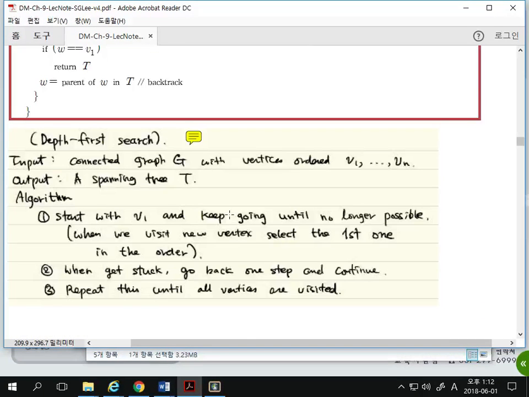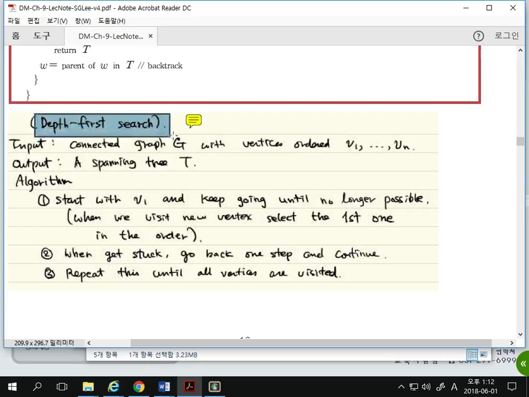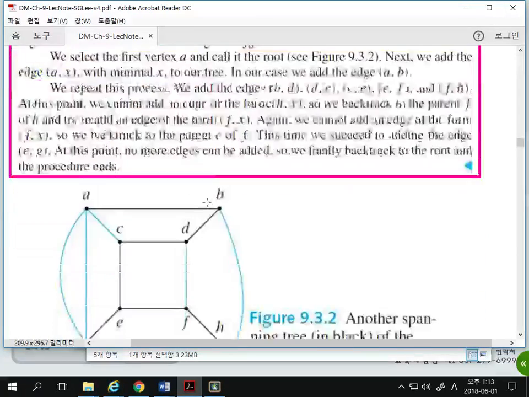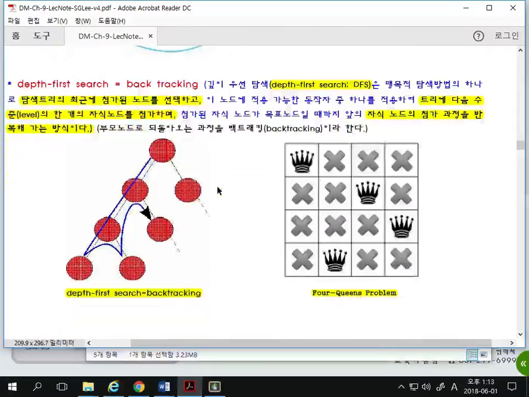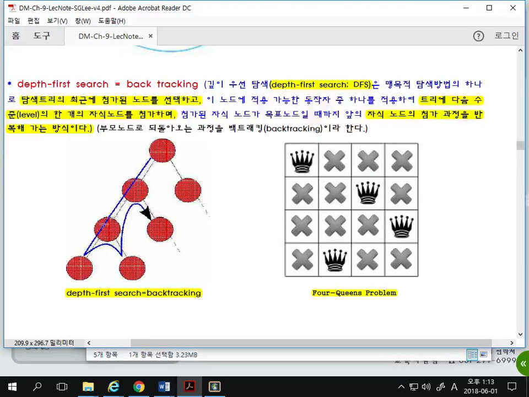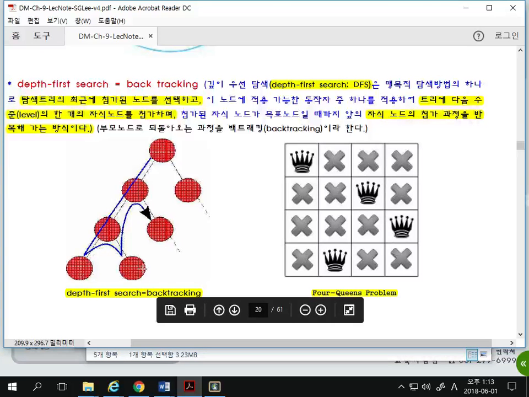The graph looks like this. The input for the depth first search is a connected graph G with vertices ordered, and the output is a spanning tree. The algorithm is like this. Before it was the breadth, but in depth first search, you go down first, and then next to the right.